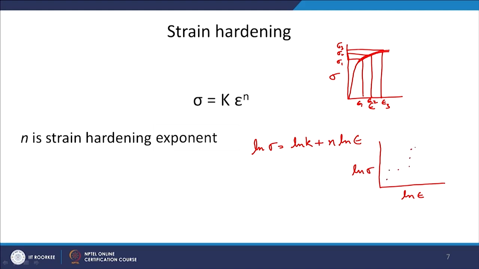Of course, you will get some points like this, and then I will fit a best fit straight line to this. The slope will be equal to n and the intercept will be equal to log k, and you have to take the antilog of that to get k. So, doing a simple analysis like this, I will be able to get the strain hardening coefficient, which is n here. Similarly, you can do this for strain rate sensitivity.